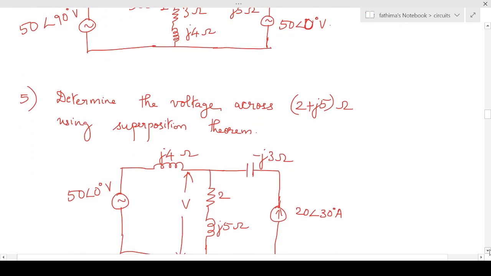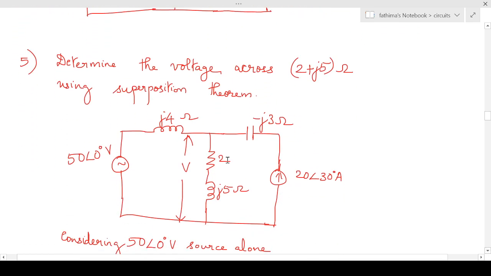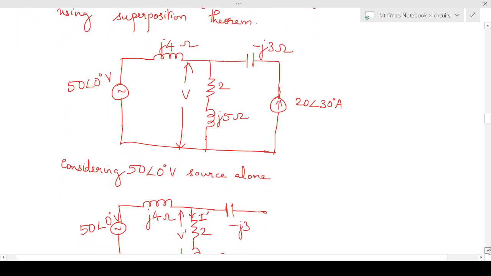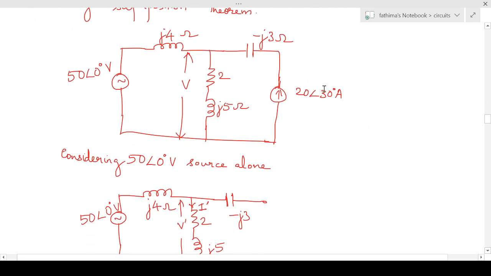Now moving on to the next question. You are asked to find the voltage across 2 plus j5 ohm. First find the current flowing through 2 plus j5 ohm, and then we can calculate the voltage as V equals I into Z. First we'll consider only one source at a time. We are going to take only the voltage source now, the 50 angle 0 degree voltage source. So we have set the current source equal to 0.